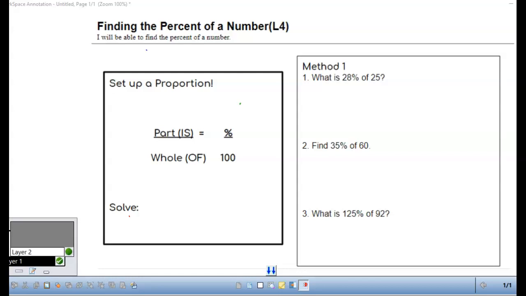Hello class, today we'll be working on finding the percent of a number. There's going to be two methods I show you. The first one is setting up a proportion, and this one will always have kind of the same steps, or the same setup.